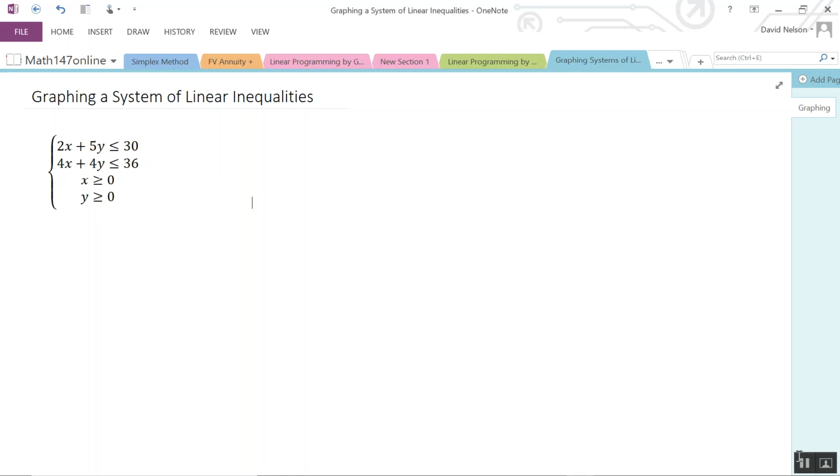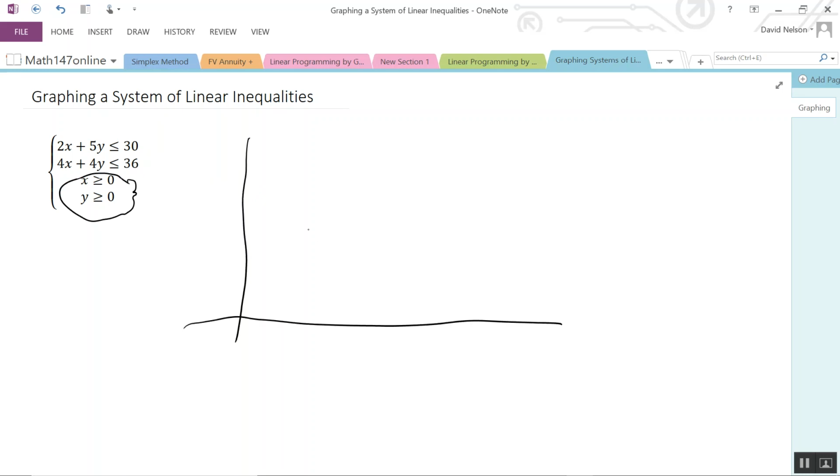These last two are the constraints that x has to be greater than or equal to 0 and y has got to be greater than or equal to 0. That just means that we're working here in the first quadrant. Anything in the first quadrant has a positive x coordinate and a positive y coordinate. And of course the axes are included too, but we have to deal with those.